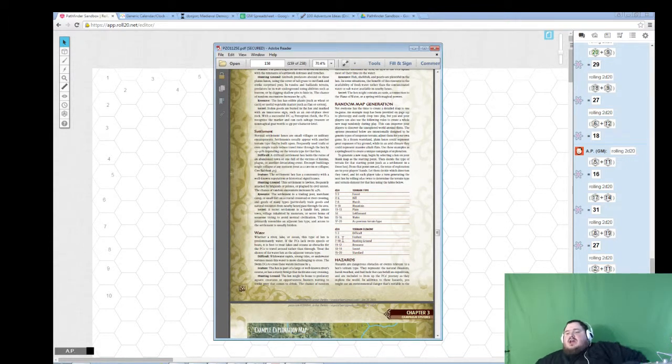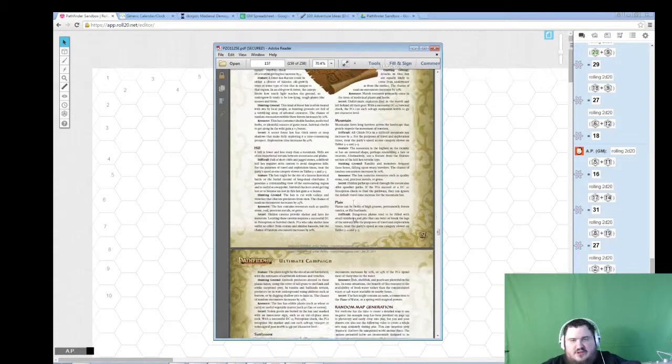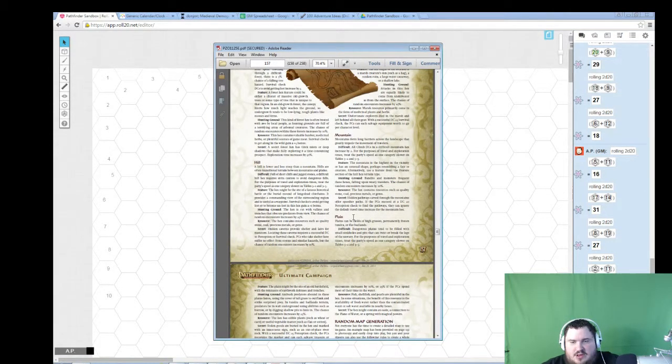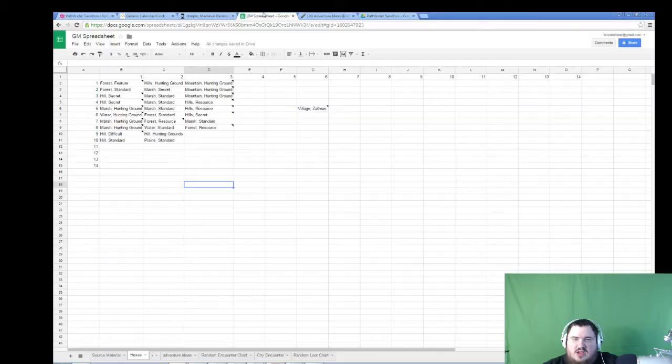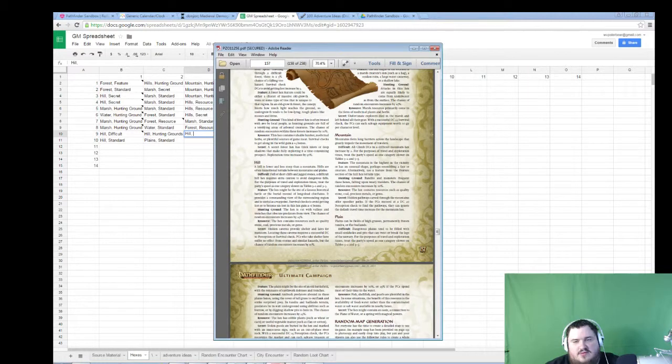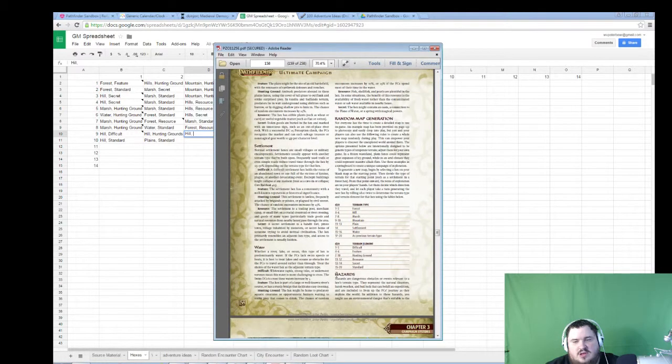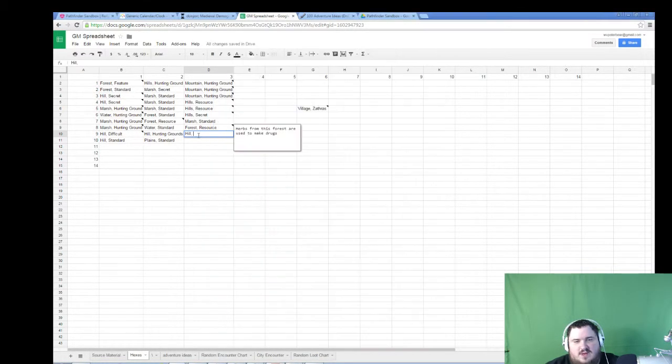So, what do we got here now? A 5 is a hill with a feature. Ooh, burial mound. A battle. I think that there's a fort. I think that this is a fortress. So it's hills with a feature.